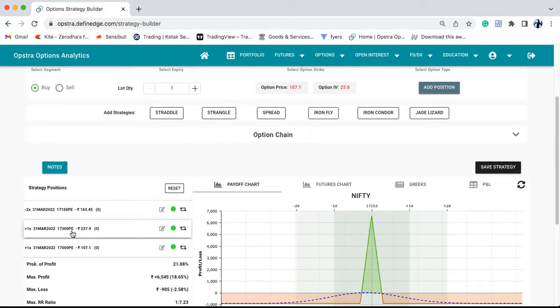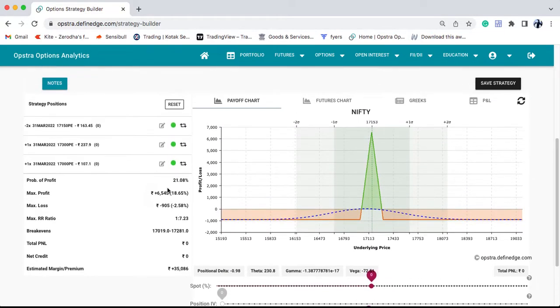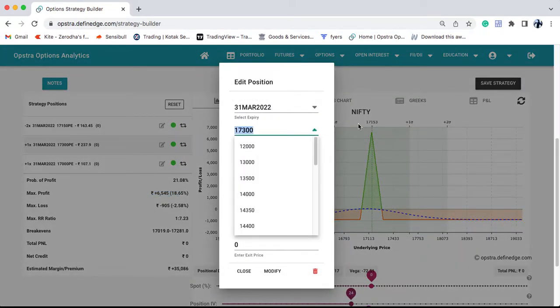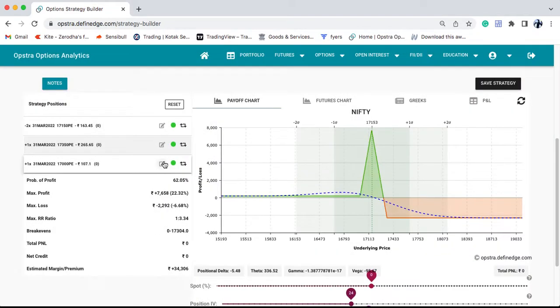If you increase the gap between the sold option and the bought option, then your loss will also increase a little bit. I'll show you. Now this is the put option. In this your loss is 905, but if your view is right, then your profit will be 6,500. If you increase this gap, 17,150 to 17,300 is a 150 points gap. If you increase this to 200 points, which is 17,350, then you increase this to 200 points.